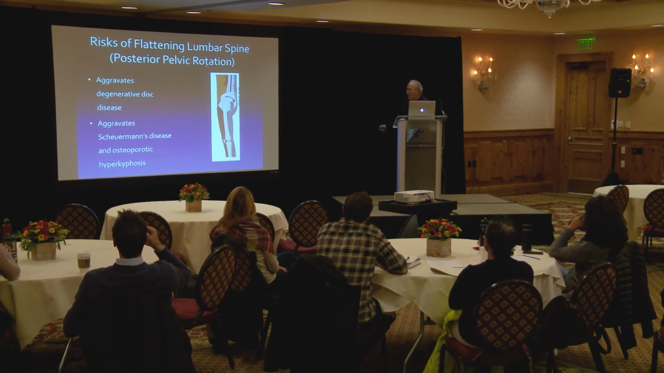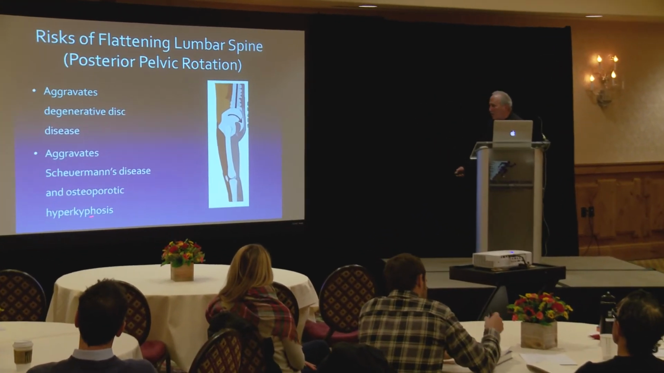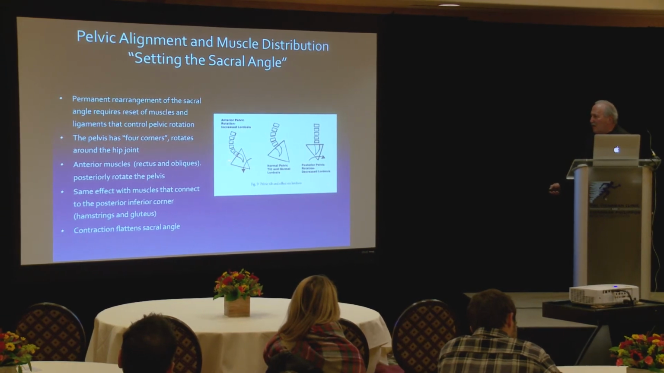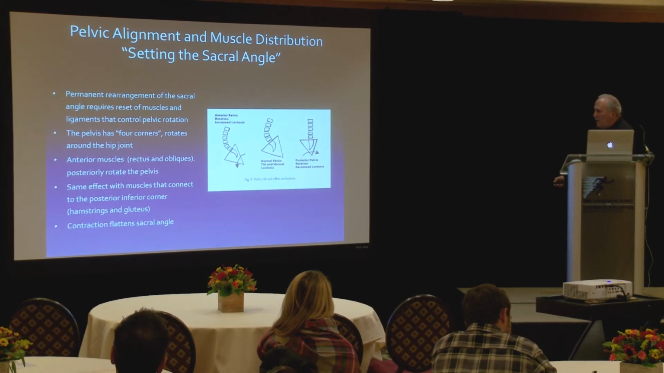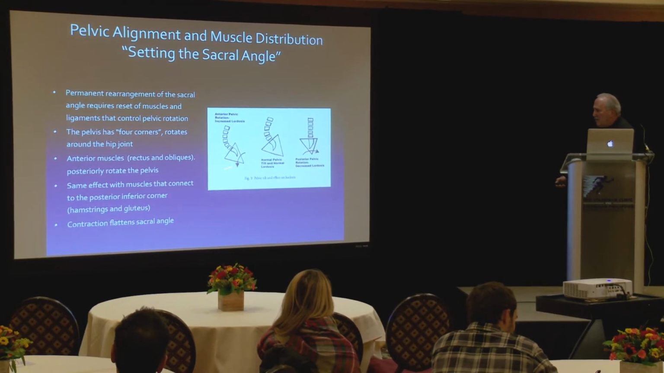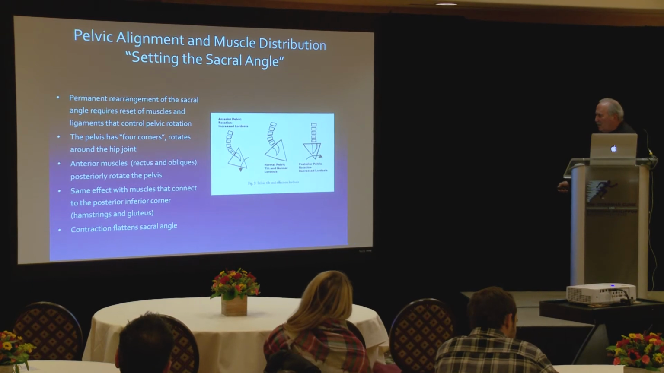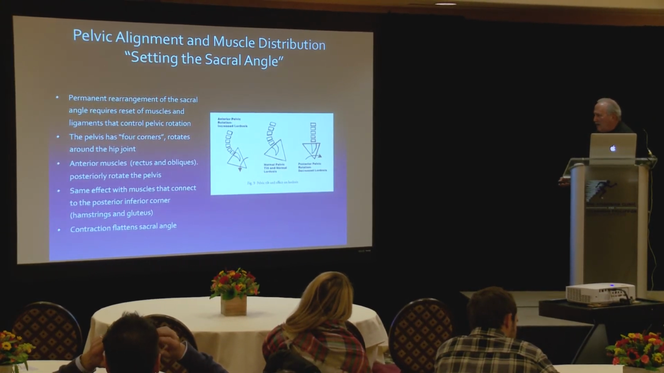The risks of flattening the lumbar spine: it aggravates degenerative disc disease, and aggravates Scheuermann's and osteoporotic hyperkyphosis. So how do you set the sacral angle? Well, you just study the muscles. The anterior muscles, the rectus and obliques, will posteriorly rotate the pelvis. And the same thing with the buttocks. If you have glute max and hamstrings, it'll posteriorly rotate the pelvis. So people with isthmic spondylolistheses will like this position because there's less shear. That's why they end up getting tight or contracted hamstring muscles.